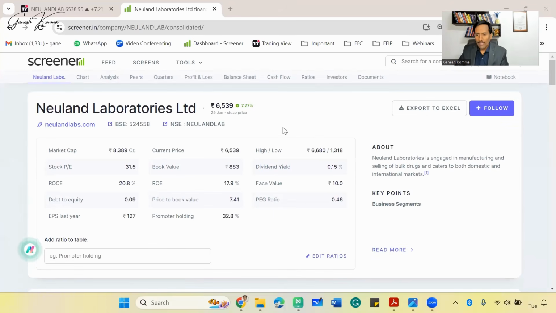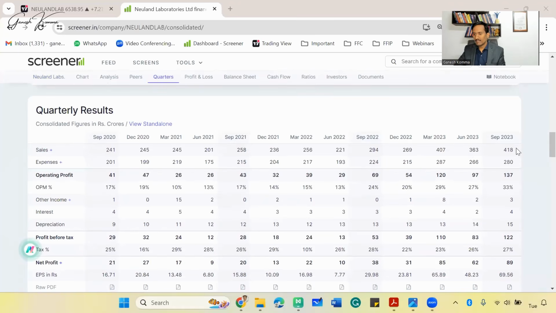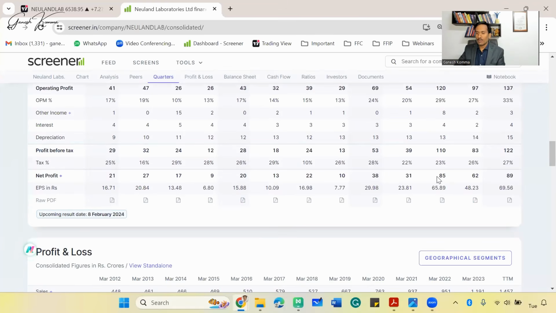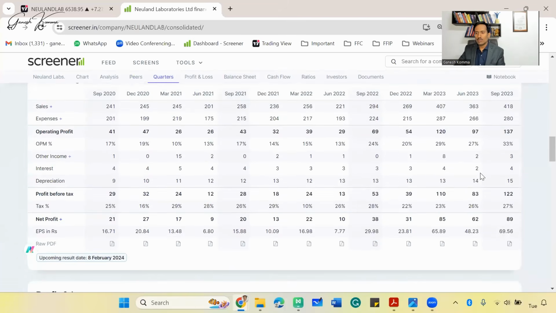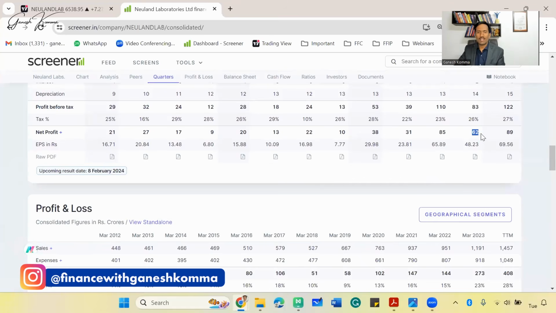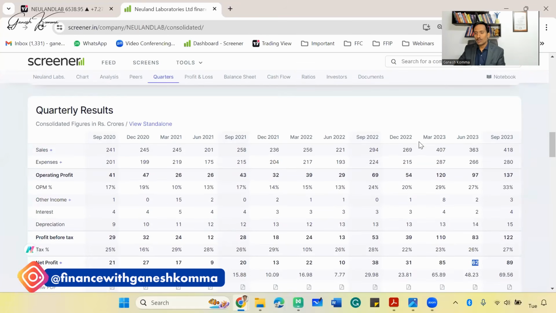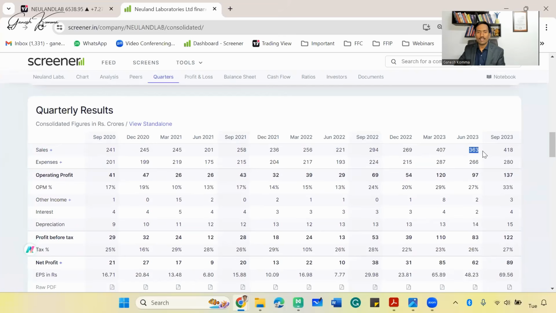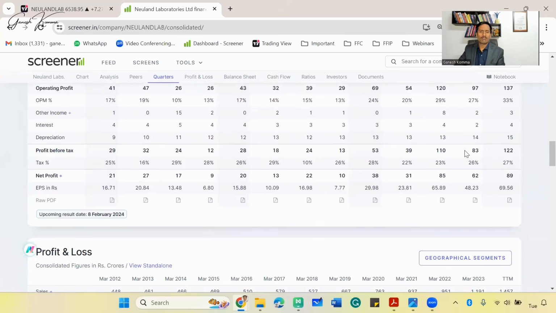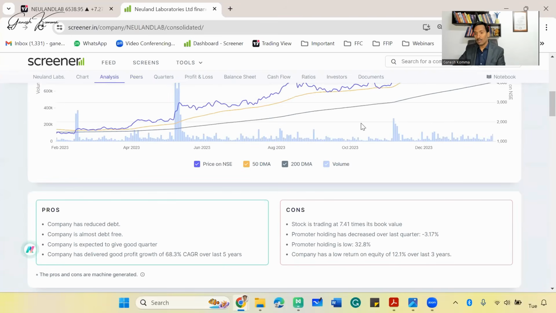So I have loaded Newland Laboratories here, and when I check the quarterly results, in March, June, or even September, there has been good growth in the numbers. Even net profit wise, there is good growth. In June, there is a marginal dip, but June 22 to June 23, YOY, there has been a reasonable growth.